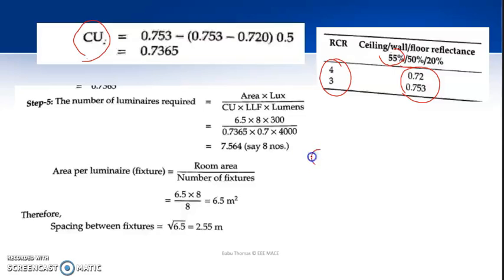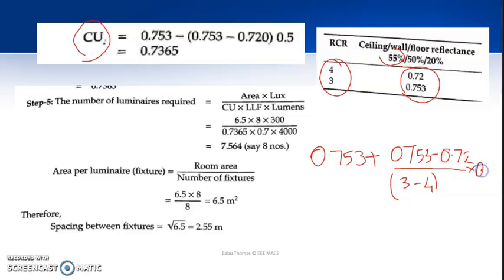Coefficient of utilization is 0.753 plus the difference, 0.72 minus 0.753, divided by 3 minus 4, into 0.5. So 3 minus 4 is minus 1, and therefore this will become negative. So that is what is seen over here. And you will be getting the answer as 0.7365.